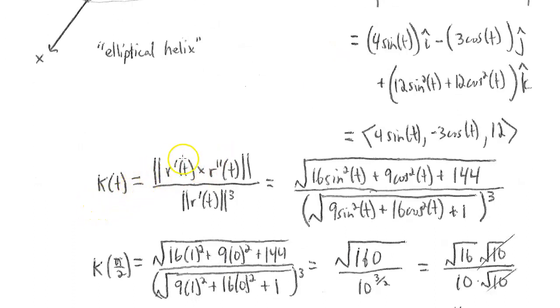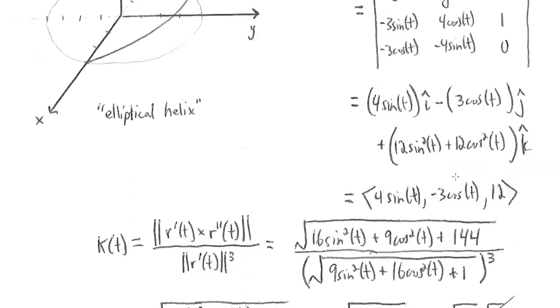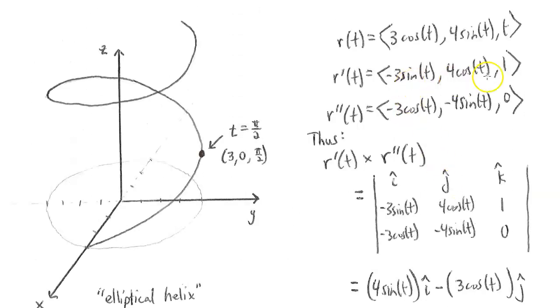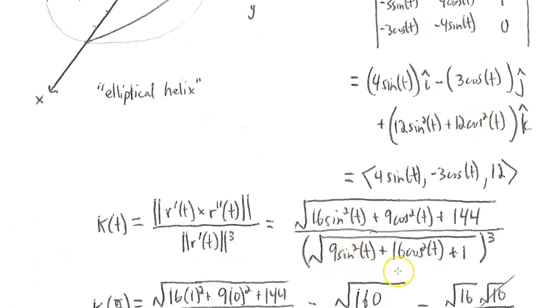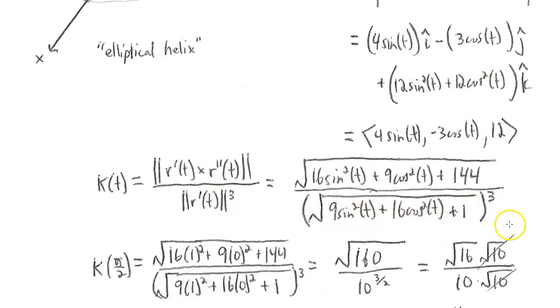So our kappa of t is going to be the norm of that, divided by the norm of r prime cubed. The norm of this thing, that's going to be in the numerator, will be the square root of 16 sine squared, this squared, plus this squared, which would be 9 cosine squared, plus 12 squared, which is 144. Now let's remind ourselves r prime was this. So the norm of r prime is going to be the square root of 9 sine squared plus 16 cosine squared plus 1 squared. That's what I've written here, the square root of 9 sine squared plus 16 cosine squared plus 1, and now we are also cubing that. So that's our kappa of t.